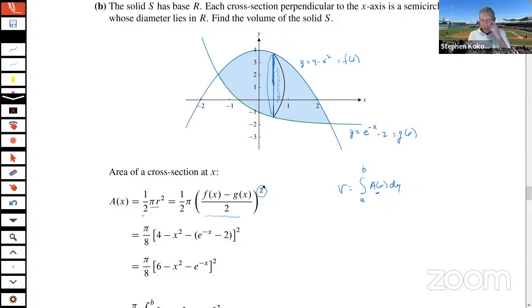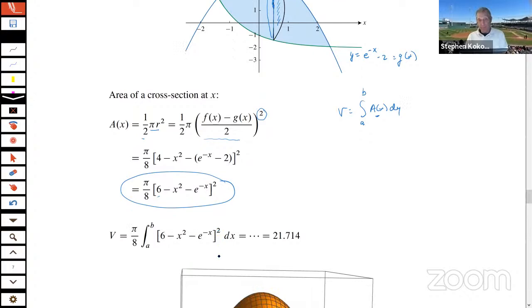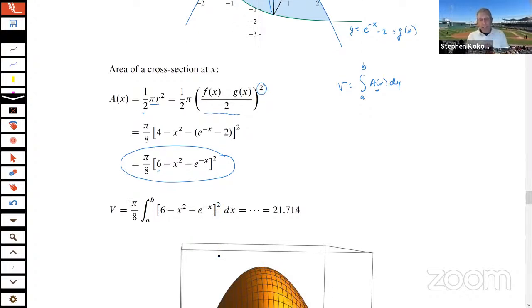And now I'm going to try to simplify this a little bit if I can. So I think inside here, I've got a 4 minus x squared minus g of x. I did a little simplification here. There's going to be a 6. And there's an expression for the cross-sectional area. So I've got a pi over 8 integral from A to B, right? Because that's the little a and little b from the previous problem where these curves intersect. This is a calculator active problem. I wonder if I could do that one analytically. I'm not sure. I got a 21.714. That's a cool problem. I like that one a lot.